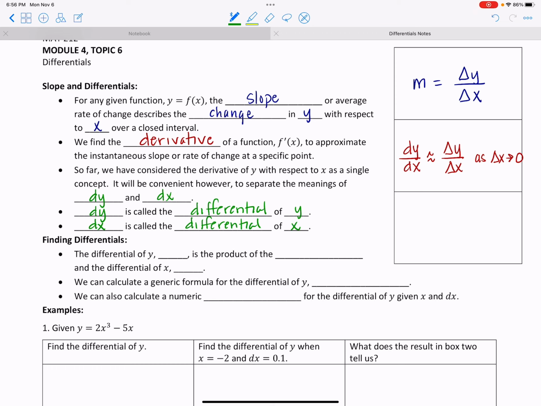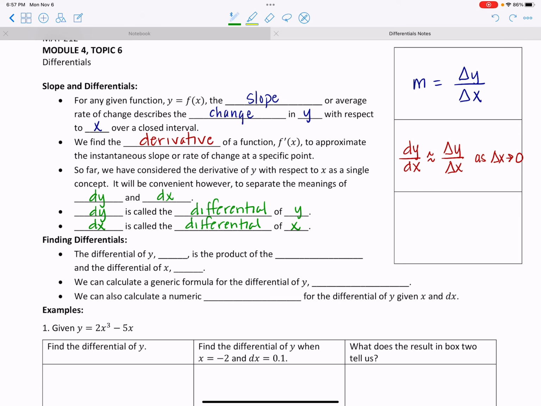Okay, now if we were to look a little more closely at it, what you should be connecting these things to, that differential of y is the change in our y values with respect to the differential of x, which is the change in our x values, approximately. Okay, so we're going to separate those two things. Specifically, what we're going to be trying to do is find the differential of y. Now, not always, but typically that's what we're doing. We're finding the differential of the output.